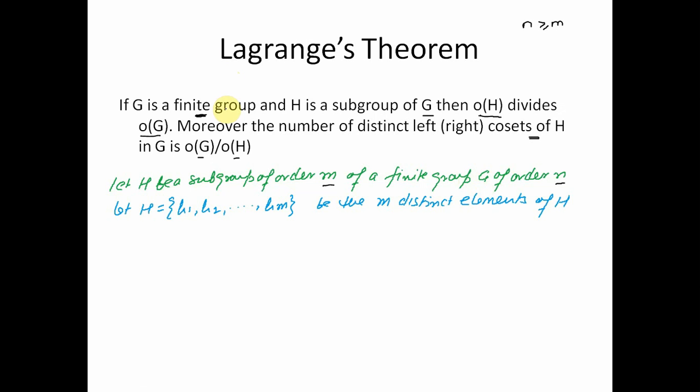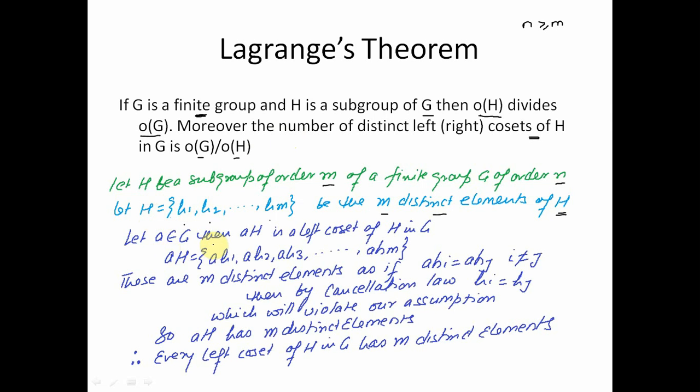Now let us try to define H. Let us say the elements of H are H1, H2 up to Hm. These are the M distinct elements of H, because if they are not distinct, then the order of H cannot be M. Remember, if there is an element that is repeated in a set, it is counted only a single time.